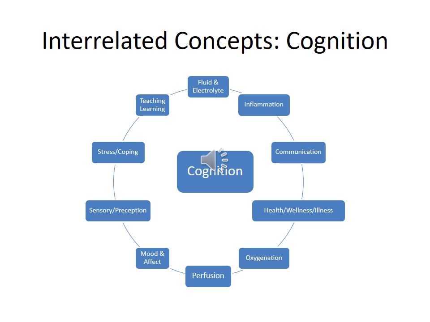So we're at the end of cognition, short and sweet. We see here these are our interrelated concepts. Once again, fluid and electrolytes, teaching and learning, stress and coping, sensory perception we've seen there, mood and affect, perfusion, oxygenation, health and wellness, communication, inflammation. All of these processes can affect us, right?